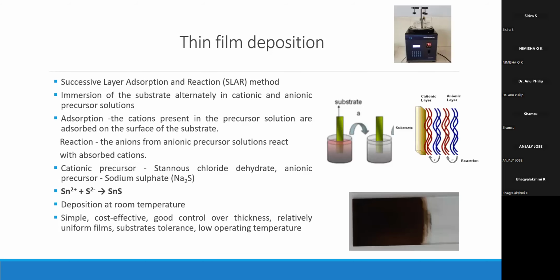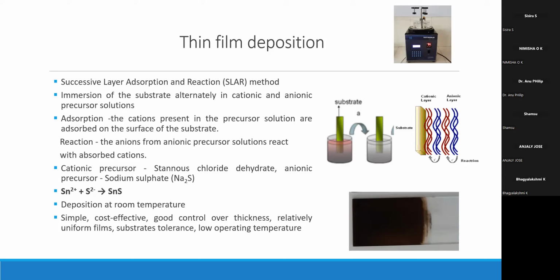For this method, the catalyst was tin monosulfide thin film. It was prepared using a modified chemical method named successive ionic layer adsorption and reaction. In this method, the pre-cleaned substrate is alternately dipped in cationic and anionic precursor solutions. The cationic precursor was stannous chloride dihydrate and the anionic precursor was sodium sulfide. The expected reaction is Sn2+ plus S2- giving SnS.